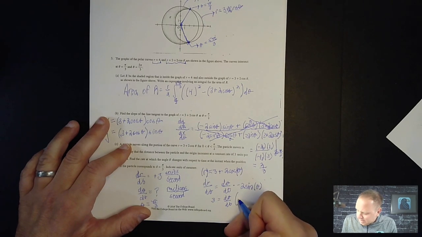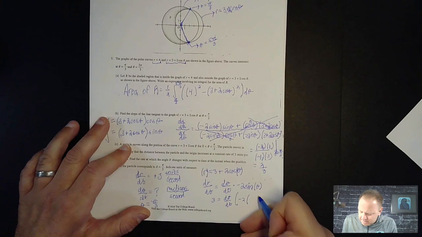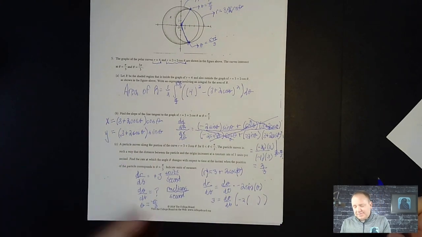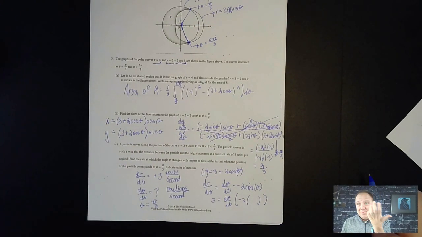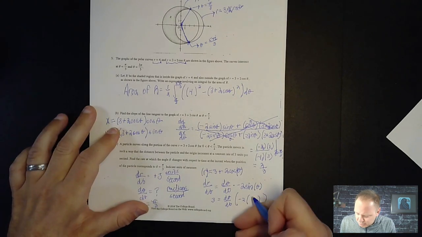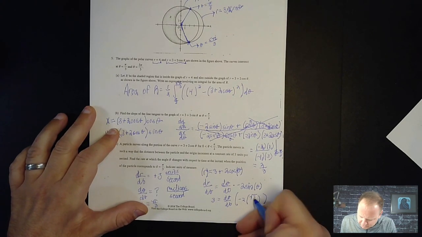This would give me what? Negative 2. Now, what's sine of 60 degrees? I mean, just picture a right triangle in your head. What's opposite of the 60 degrees? It's root 3. What's the hypotenuse of a 30, 60, 90? It's 2. So this would be root 3 over 2.